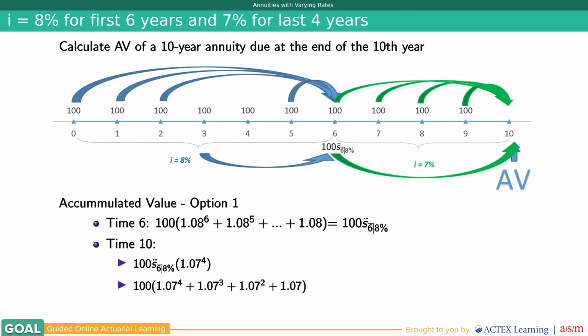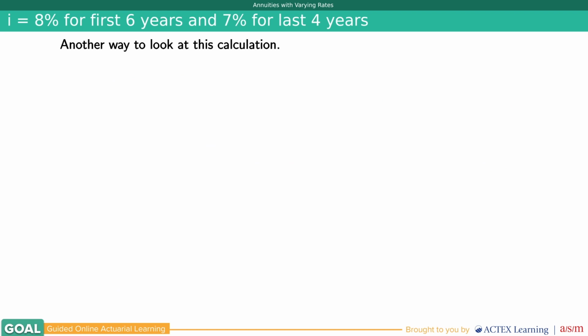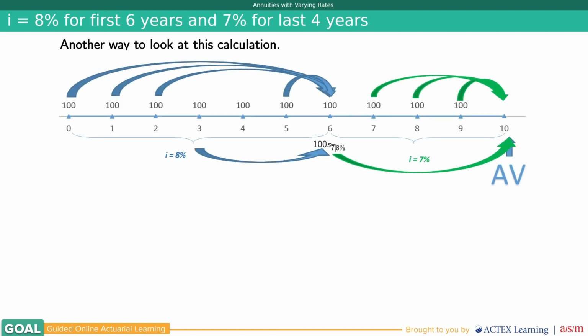The remaining 4 payments of the 10-year annuity, starting at time 6 and ending at time 9, are accumulated using 7%. This, again, can be expressed as the accumulated value of an annuity due, 100 s-angle-4 at 7%. Therefore, the total accumulated value at time 10 is the sum of these 2 accumulated annuity dues and is equal to $1,513.59.